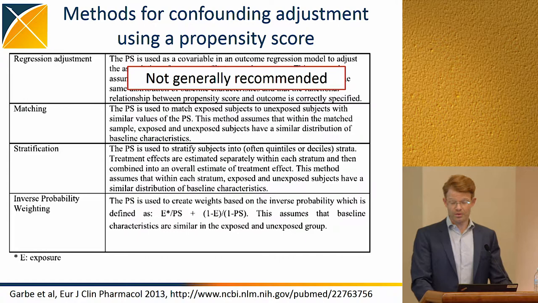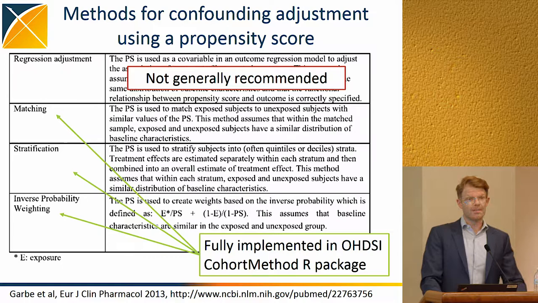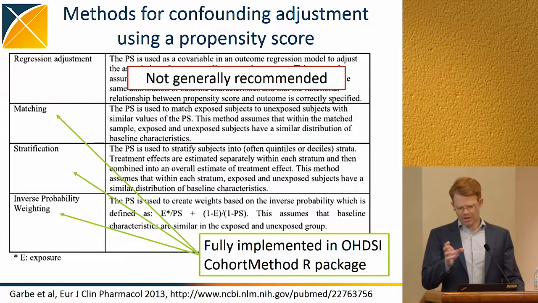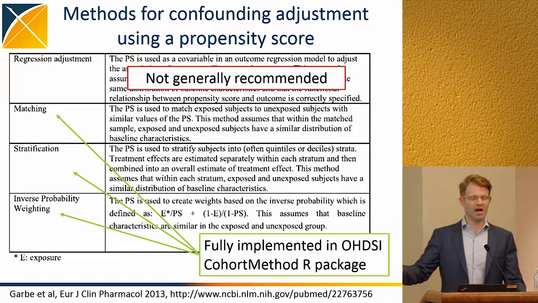But CohortMethod is specified to allow for matching on the propensity score. Once you have a propensity score for all your patients, you can find those that are within some range of each other and then match those patients and make comparisons between them. You can stratify on the propensity score, which basically creates a pooled estimate across groups of similar people. And then lastly, and a new addition, you can use inverse probability of treatment weighting, where you take the inverse of the propensity score and use that as a weight for each person in your outcome model.